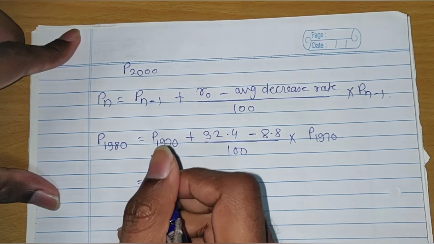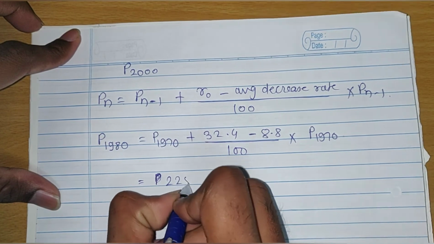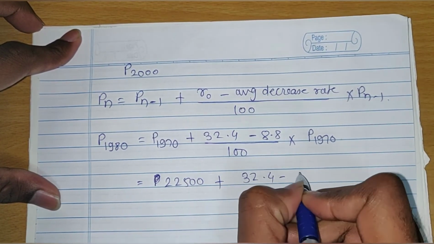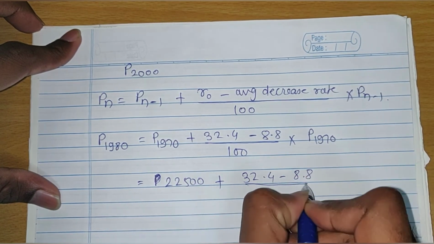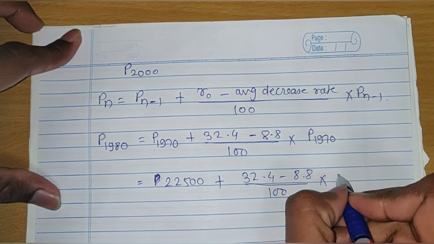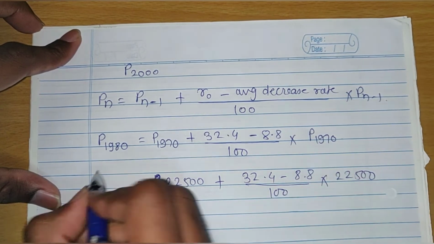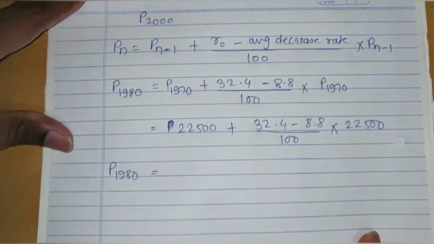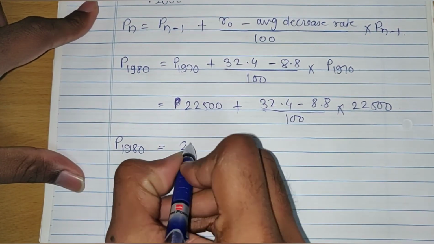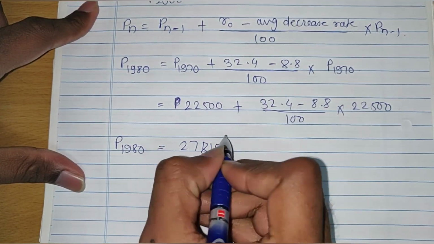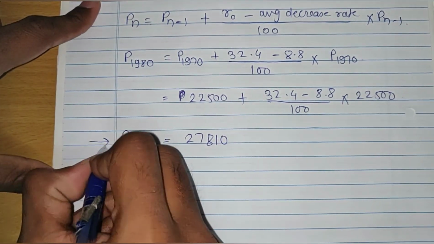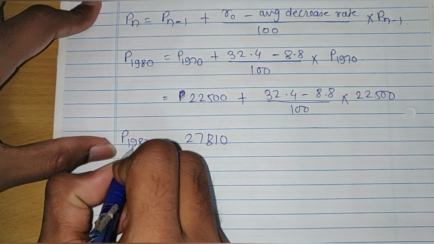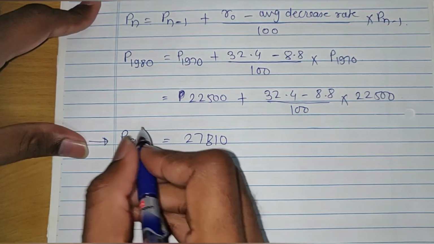Population of 1970 is given as 22,500 plus 32 minus 4 minus 8.8 divided by 100 into 22,500. After solving this, we will get the population of 1980 as 27,810. Okay, so here we have found the value of the population of 1980.